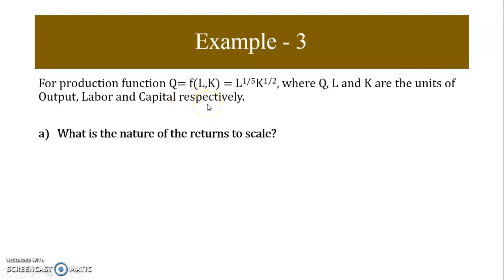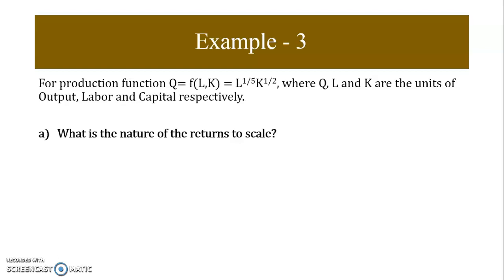Now this is example 3. This is your production function. Now the first step is you have to find the nature of the returns to scale. So in order to find it, you will check the homogeneity condition in order to find the power of lambda.